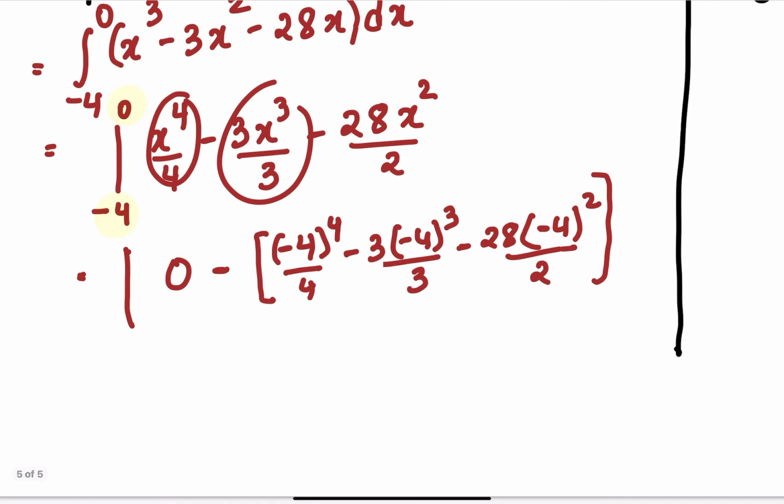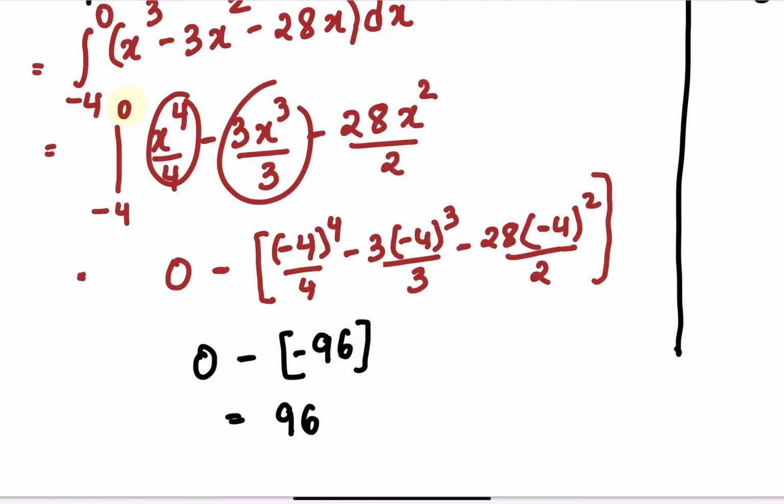I don't think I need this line here. Okay. And now what do I end up with? This is 0. Let me plug the whole thing into my calculator. I end up with negative 96. So negative of negative makes it a positive 96. Now that part is done.